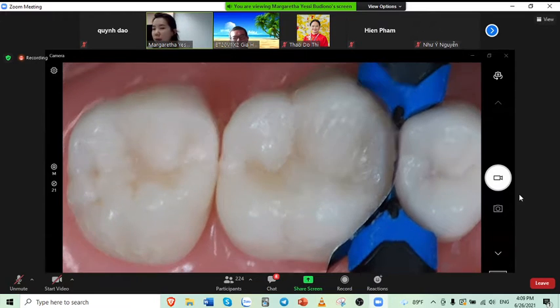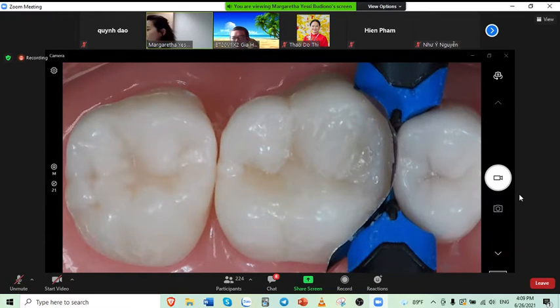Okay, so this is how the final restoration looks. So of course, after this, you can put glycerin gel to remove the oxygen inhibition layer, and then do the finishing and polishing as per normal.